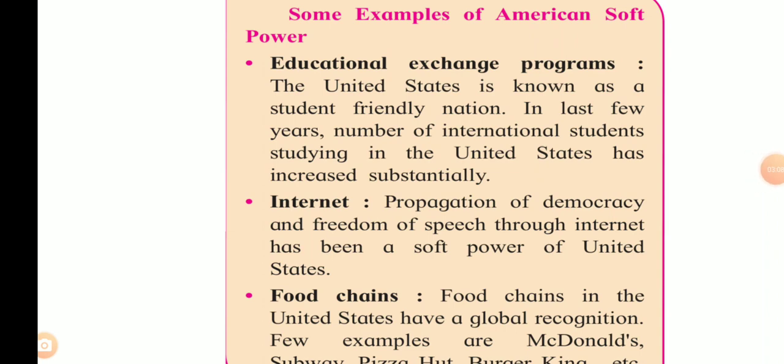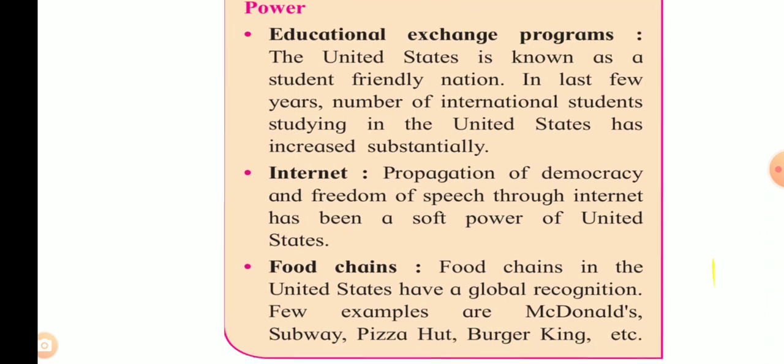Second subpoint, internet dash. Propagation of democracy and freedom of speech. Propagation of democracy and freedom of speech through internet has been a soft power of the United States.